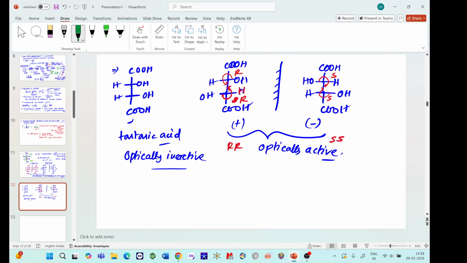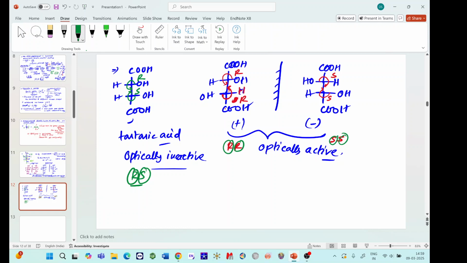Now let us check this molecule. 1, 2 and 3 should be S, but this is R. 1, 2 and 3 should be R, but this is S. So R, S. You can see the differences. These have one R, one S. This has both R, both S.